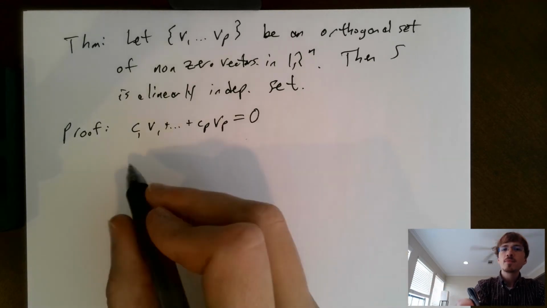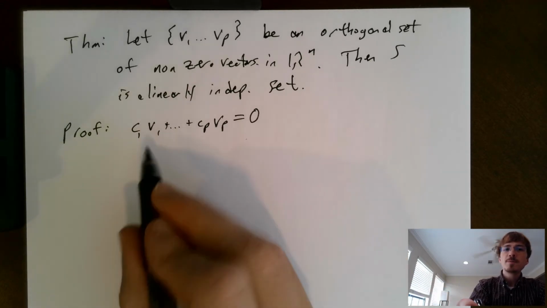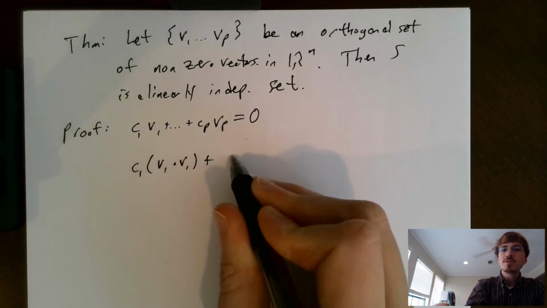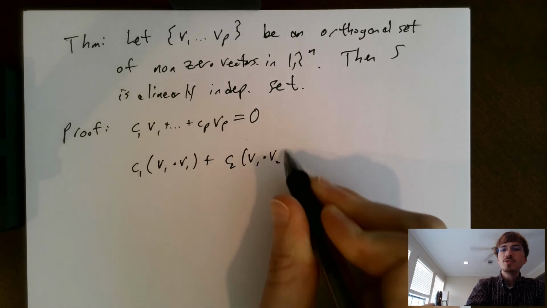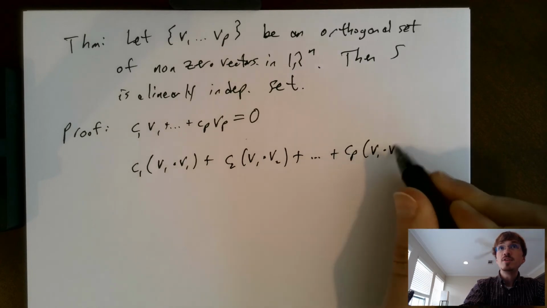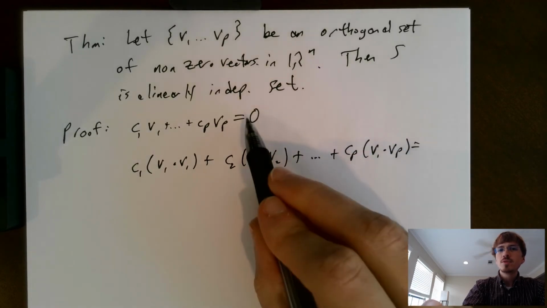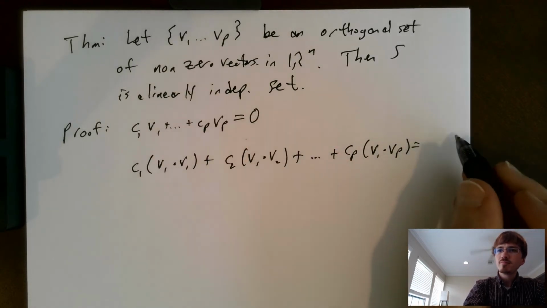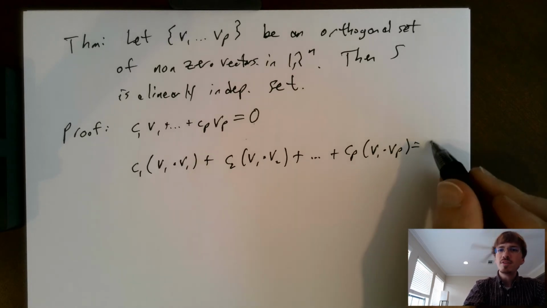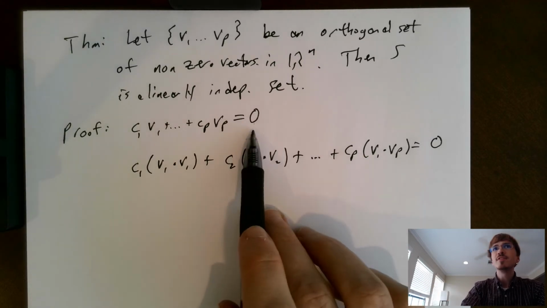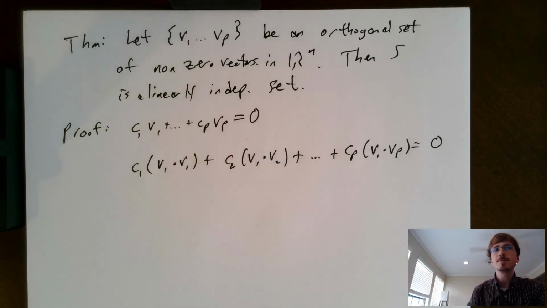Well, let's do it. If I dot both sides with the vector v1, the left-hand side I get c1 times v1 dot v1 plus c2 times v1 dot v2 plus and so on, plus cp times v1 dot vp equals, what is 0 dot v? Well, that's just going to be 0, right? And again, this is the vector 0 because it's a linear combination of these vectors, so there's no problem here.